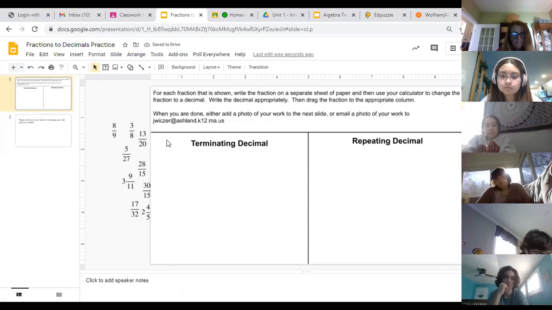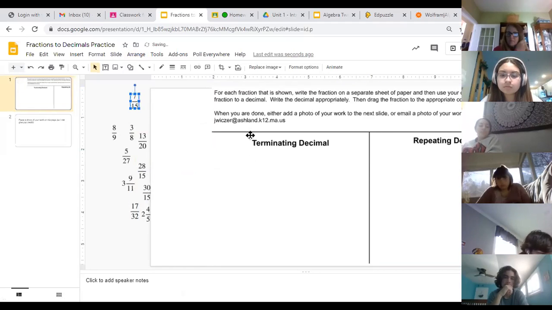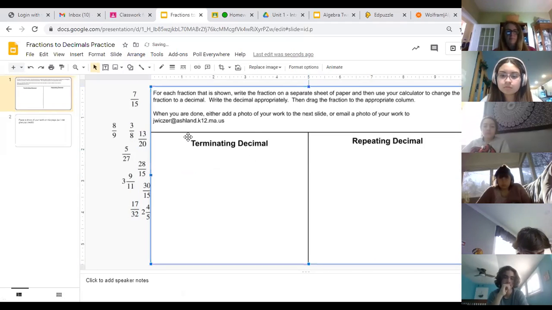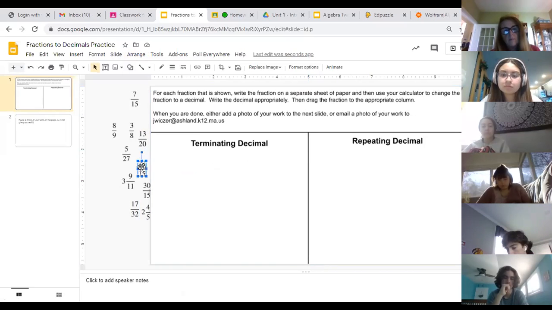Okay, hold on. So you've got class next anyhow, so I'm going to take the next hour to clean this up, and it will be good for you to go once your classes are done for the rest of the day. But basically, you're going to take a fraction, make it into a decimal, do that on a separate sheet of paper, and then drag the fraction to the appropriate place if it's repeating or if it's terminating. Do you see what I'm saying with that?